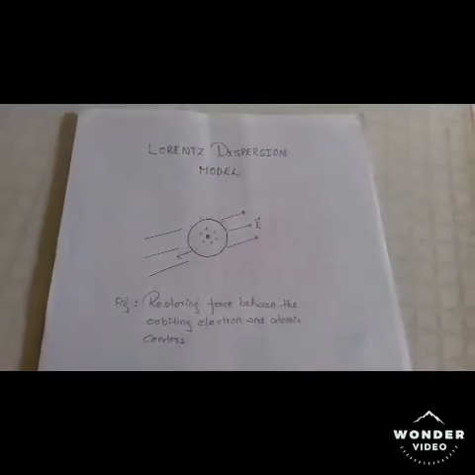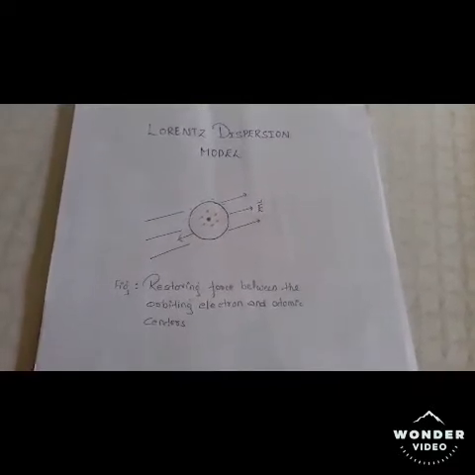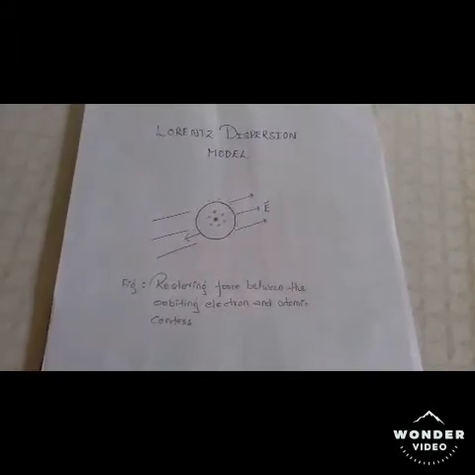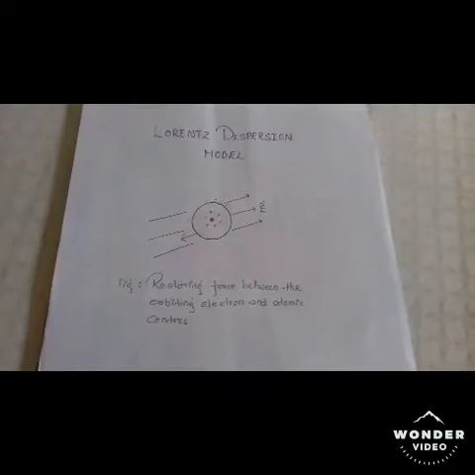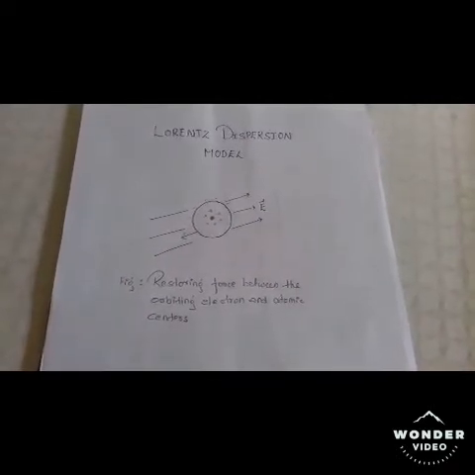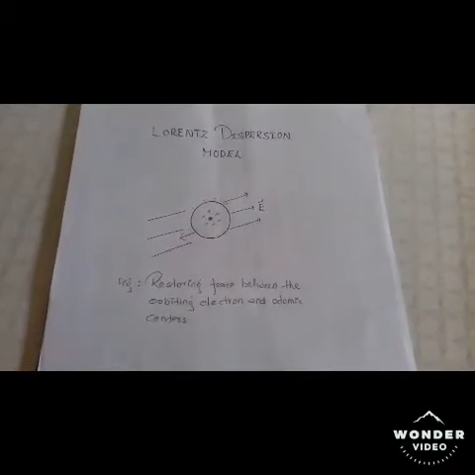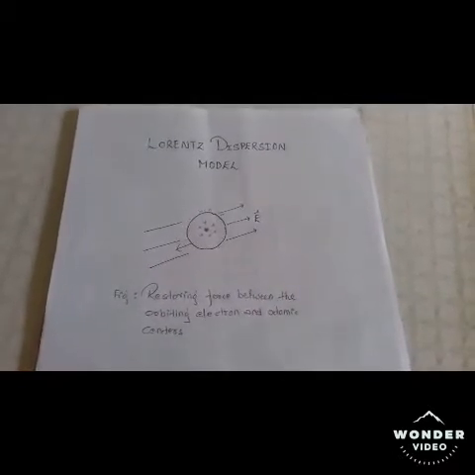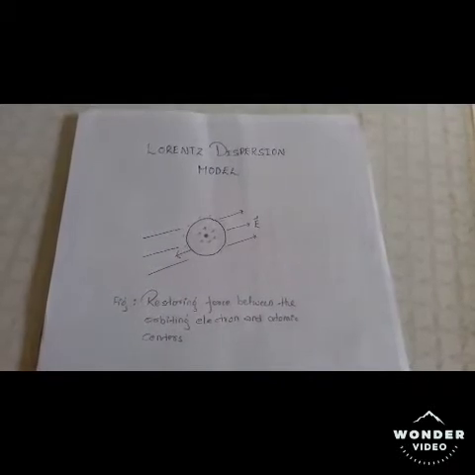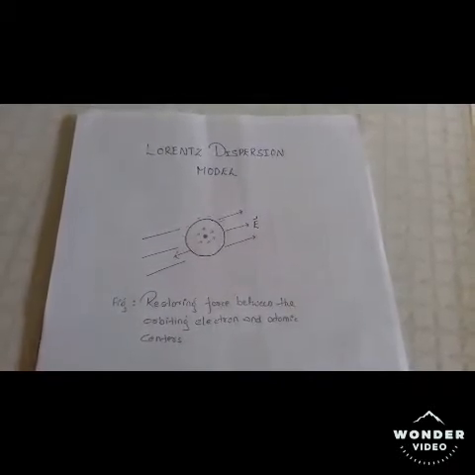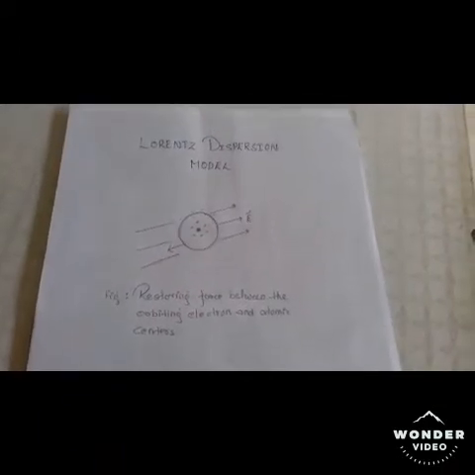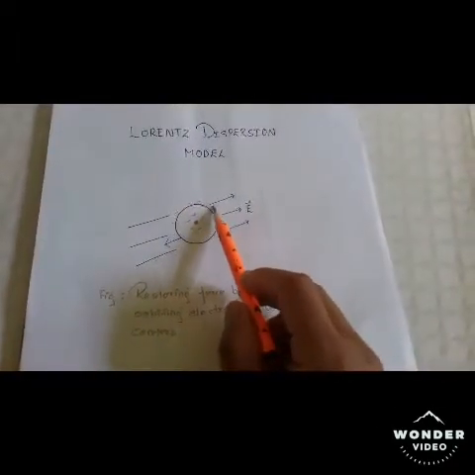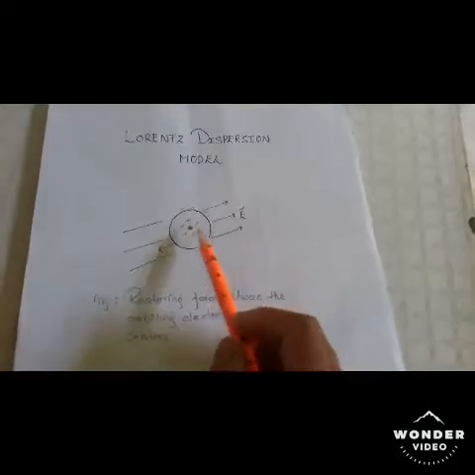Now, the Lorentz dispersion model. When an electron reacts to an electromagnetic field by vibrating like a damped harmonic oscillator, the way the dipole replies to a submitted electric field is given by the following equation of motion of a bound electron. Here the figure shows the restoring force between the orbiting electron and the atomic center, that is the nucleus.